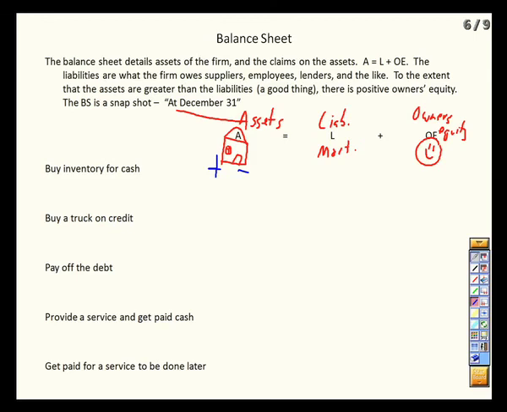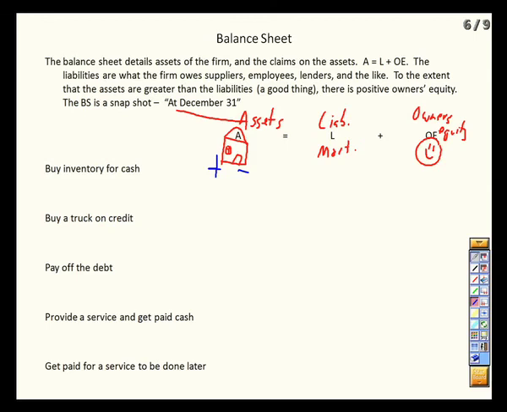The important thing to remember is that no matter what, we always have to keep this in balance. Someone once asked me, so Dave, by how much is the balance sheet allowed to be off and still be okay? 0. Because otherwise it wouldn't be the balance sheet anymore. If the balance sheet is ever out of whack, we did something wrong.